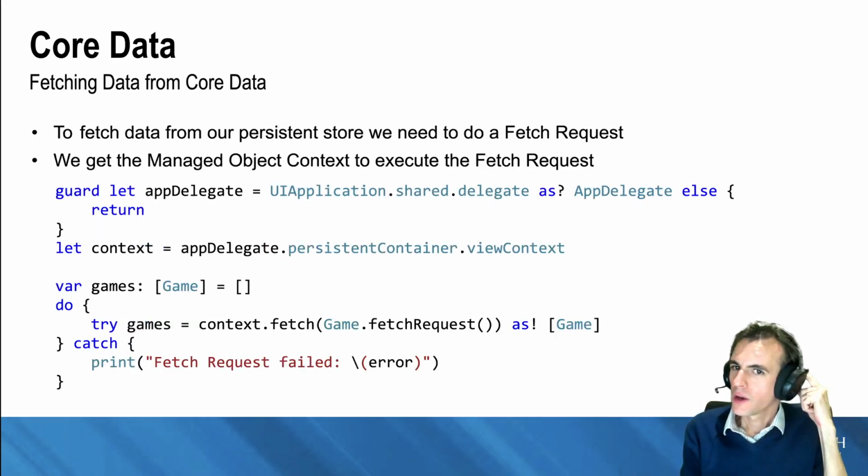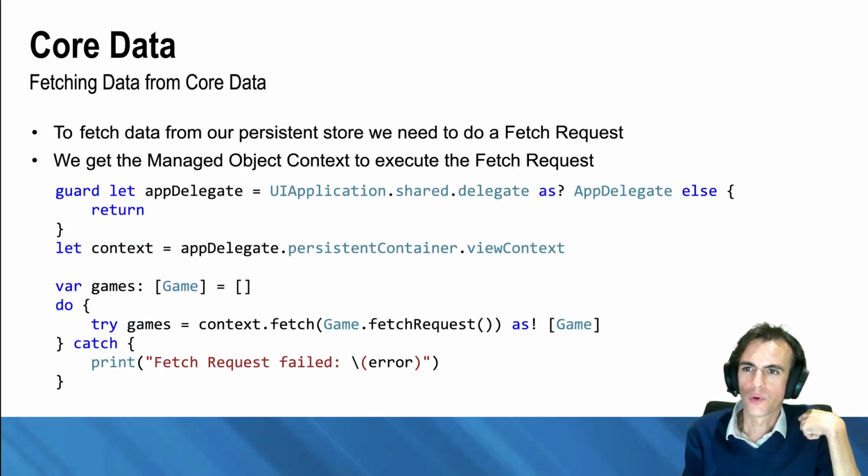Okay, so how do we fetch data from Core Data? To do this, we use what's called a fetch request, and we saw before that the generated managed objects actually have a method that gives us a basic fetch request. And when we've got a fetch request, we ask the managed object context to perform that fetch for us. So how might we do this?